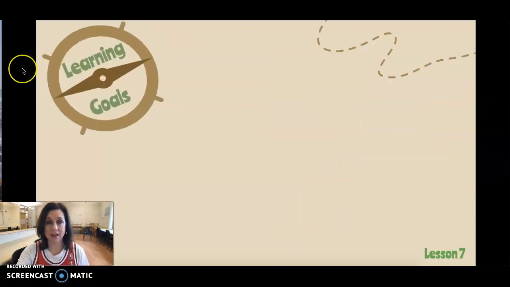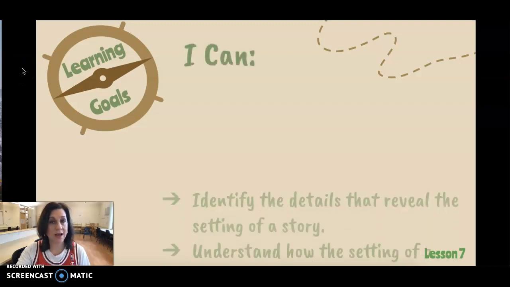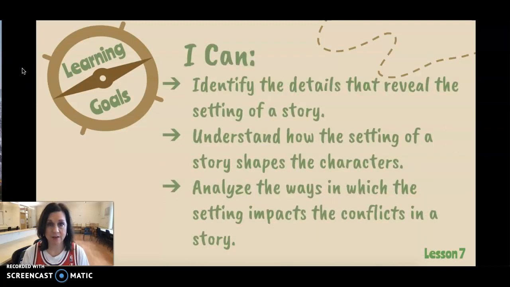Okay, so today, our learning goal is: I can identify the details that reveal the setting of a story. Understand how the setting of a story shapes the characters. So like where it takes place, how does that affect and shape the characters? And analyze the ways in which the setting impacts the conflicts in a story.